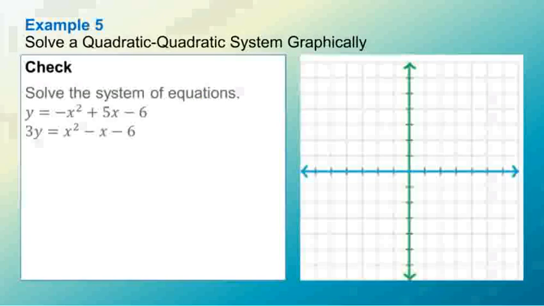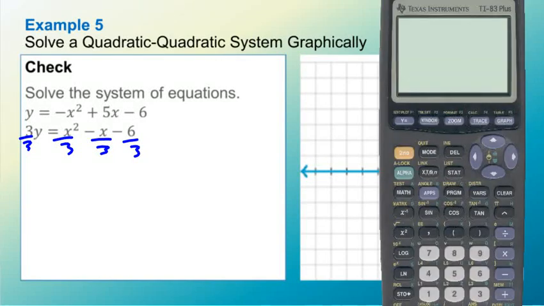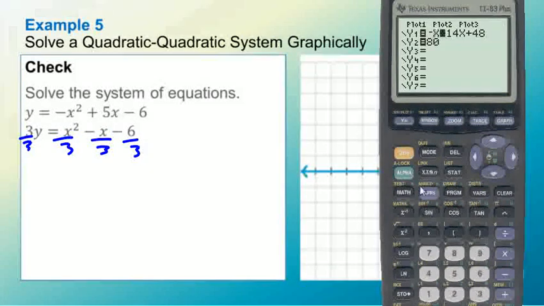Another one here, solve this one. So you have y equals negative x squared plus 5x minus 6. And then this last one, we have to divide everything by 3. So now let's use our calculator to graph this one. So our y equals, we have negative x squared plus 5x minus 6.